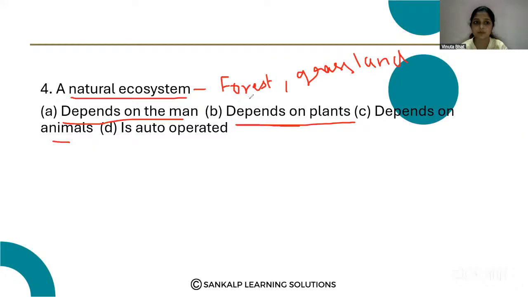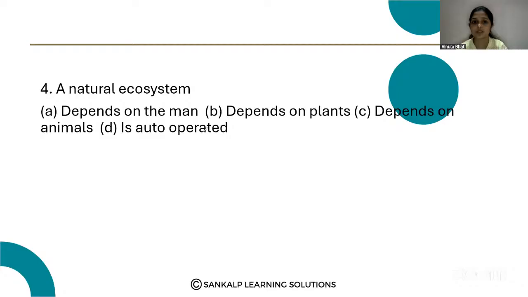Option D, this natural ecosystem, they are auto operated. Option D is the correct answer. Auto operated means here they are not regulated by plants or animals or man or anything. So the functions are auto operated. Option D is the correct answer.